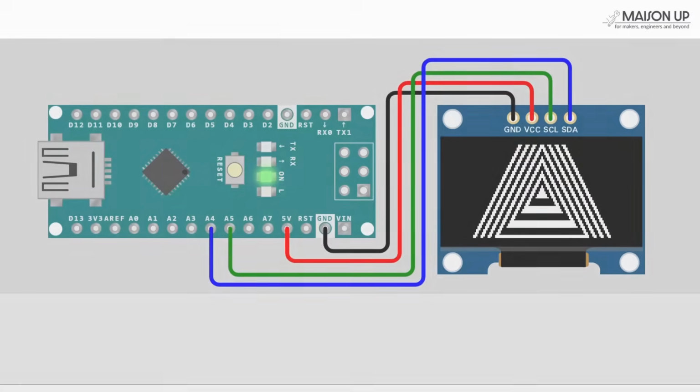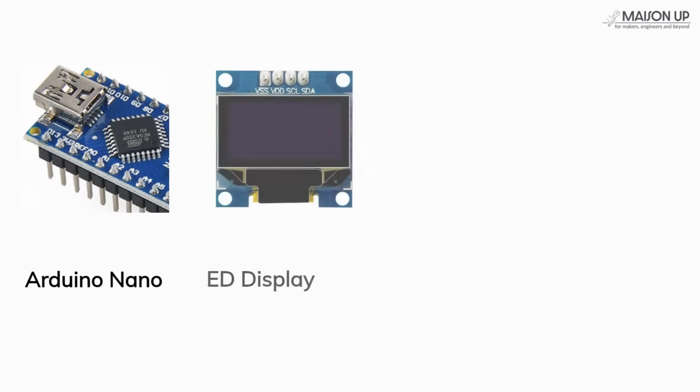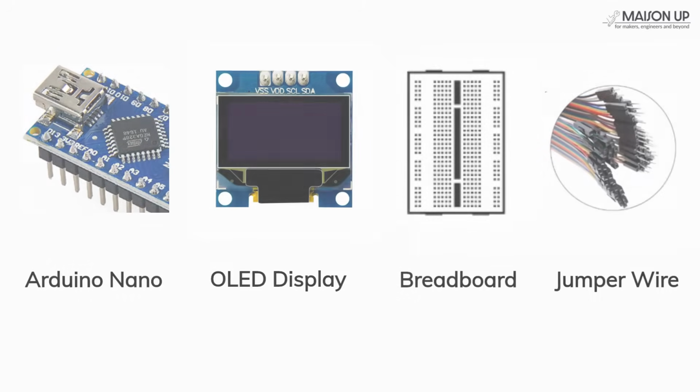Let's get started. Before we begin, make sure you have the necessary components: an Arduino Nano, the 0.96 inches I2C OLED display module, a breadboard, and some jumper wires.